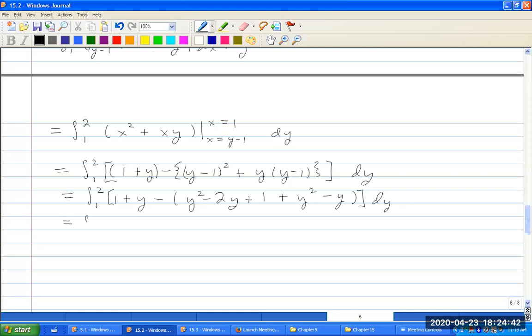So this is equal to the integral from 1 to 2. I have a y squared and y squared, so that's a minus 2y squared. I could have just integrated that without doing that, it doesn't really matter. So this is equal to a minus 2y squared. This is minus 3y, so it's a plus 3y, so plus 4y. And then the ones cancel. dy.